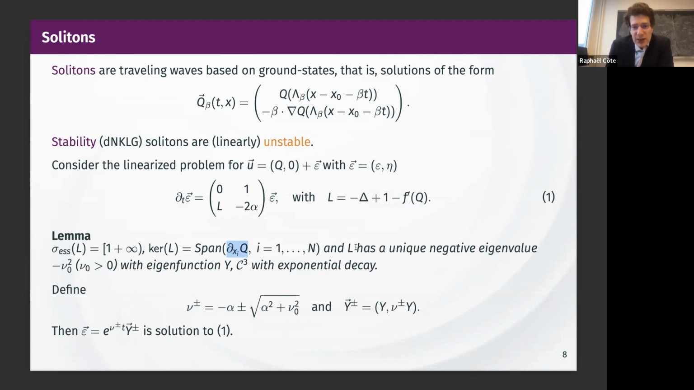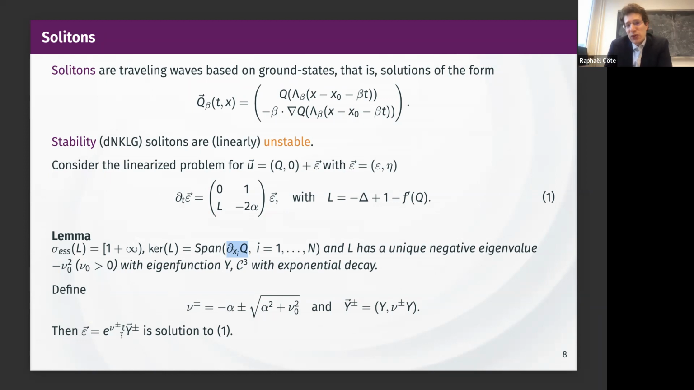And actually, L has one negative eigenvalue, minus nu naught squared, with an eigenfunction y. If you define the vector y plus as (y, nu plus y), then this is a solution to the linearized problem. And you see that nu plus is actually positive. Nu plus and minus are given here. Since nu plus is positive, you have an exponentially growing in time mode. So it's a strong instability.